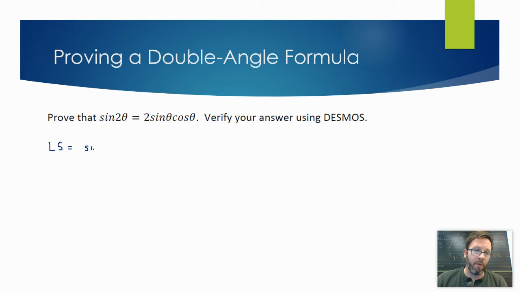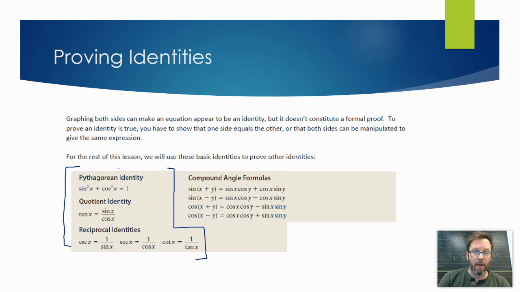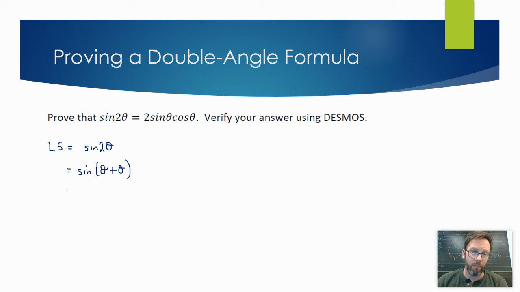So we're going to take sine 2 theta. The trick with this is we're going to write 2 theta as just theta plus theta, so we can apply our compound angle formulas. Sine of something plus something else is sine cosine plus cosine sine. So this will be equal to sine theta cosine theta plus cosine theta sine theta. And that was a compound angle formula.